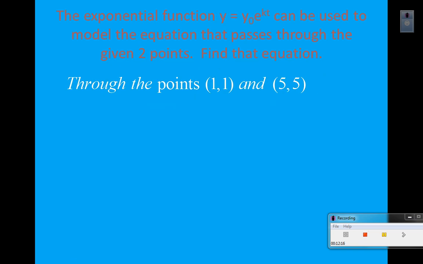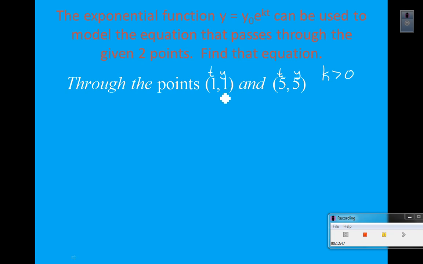So if we'll flip to the next one, we're going to look for an exponential model that goes through the points (1, 1) and (5, 5). So after 1 hour, or 1 day, whatever the units are, there was 1, and after 5 days, there were only 5. Well, this model is definitely increasing, so I know when I get done here, k is going to be greater than 0. These are a little bit trickier.